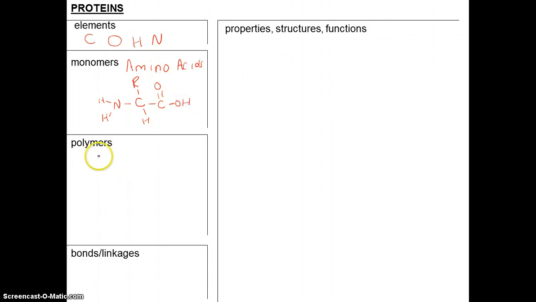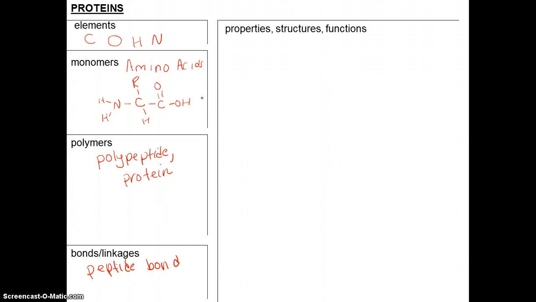What's the polymer of a protein called? Polypeptide. Also, a functional polypeptide is called a protein. And what kind of bonds do you find between two amino acids? Yes, it's called a peptide bond.